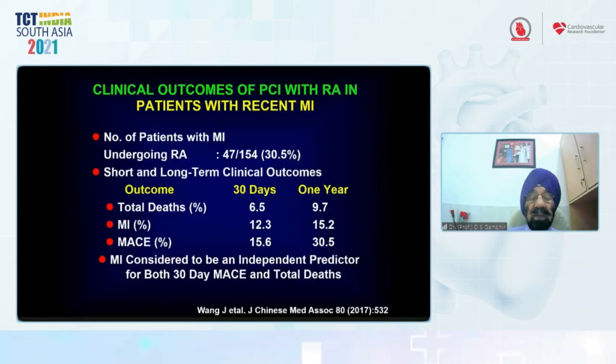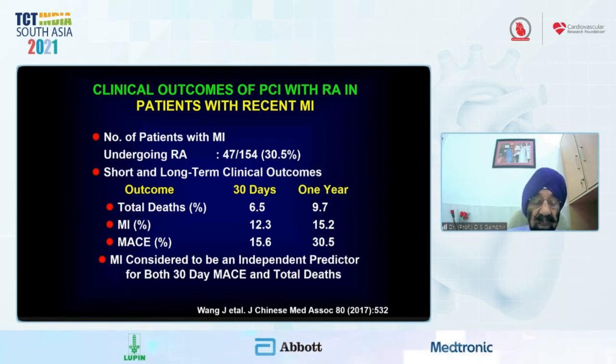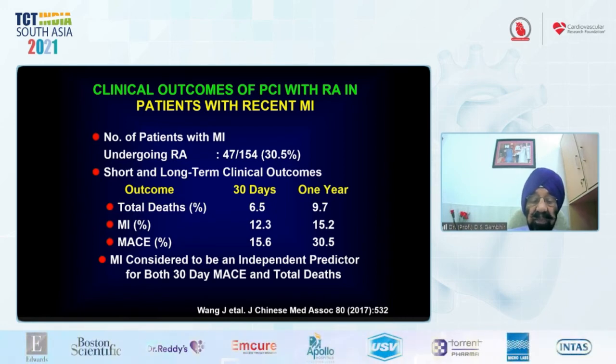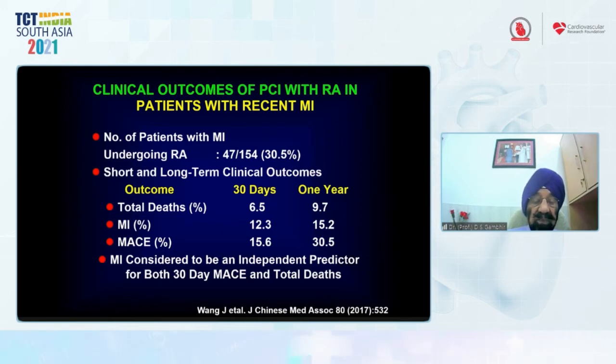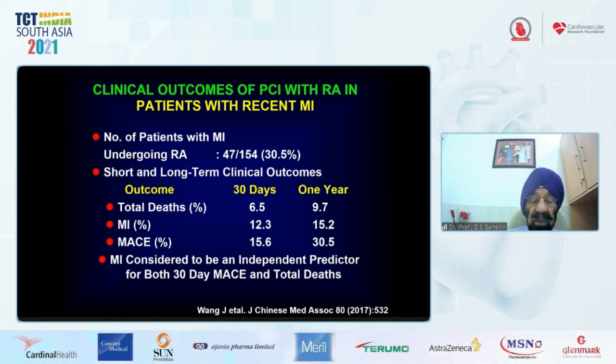So, screening the literature, there is again very scanty literature, and one study which has taken 47 out of 150 patients of acute MI were treated with rotablation. But mind you, there was a time delay between the performance of rotablation and the diagnosis of myocardial infarction. And the 30-day mortality in this series was 6.5%. MACE rate was 15.6%.